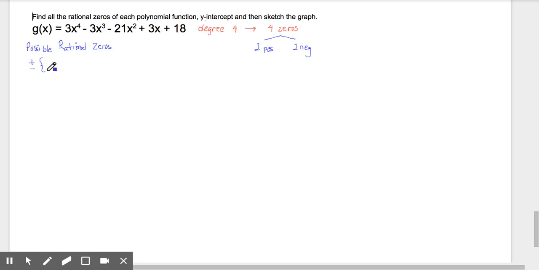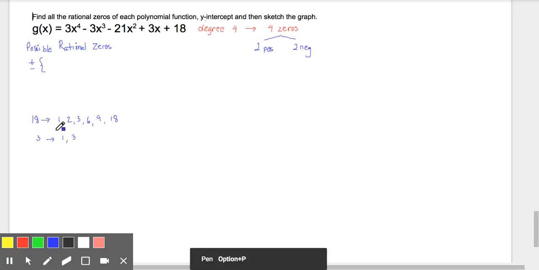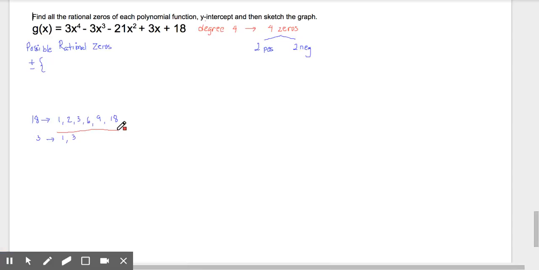And this list is generated by taking the constant term, which is 18. We find the factors of 18, which is 1, 2, 3, 6, 9, and 18. And then the leading coefficient here is 3. So we list the factors of 3, which is 1 and 3. Now we are going to divide the factors of 18 by the factors of 3.